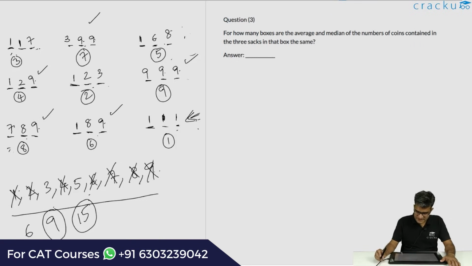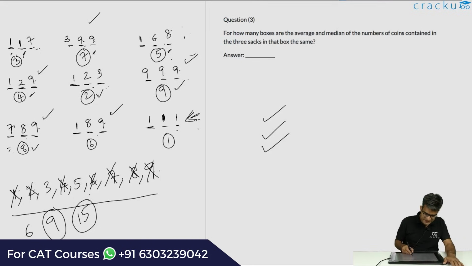For how many boxes are the average and median of the number of coins contained in the 3 boxes the same? It is not the same over here, it is 1 and 3. It is not the same here, it is 9 and 7. It is not the same over here, 5 and 6. It is not the same over here, 2 and 4. It is the same over here. So we have 2 and 3, this one, 2 and 2. It is the same over here. It is 9 and 9. It is the same over here. It is 8 and 8. It is not the same here. It is 8 and 6. It is the same over here. So we have a total of 4 such boxes.